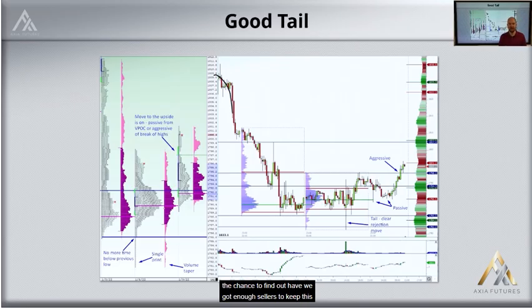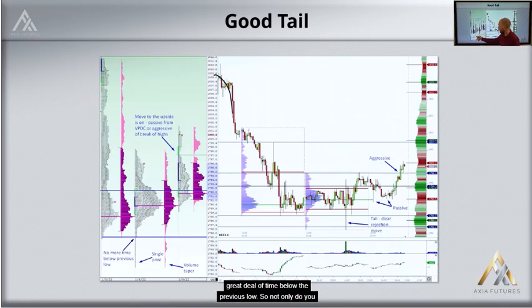This is the chance to find out, have we got enough sellers to keep this move going, or are buyers now who clearly are happy to trade here and happy to trade here, are they going to view this as even better prices? And so therefore they're getting bargains, if you want to look at it like that. They get offered some bargains, they come in and rip the market straight back up. That gives you a good tail. You get a clear single print.